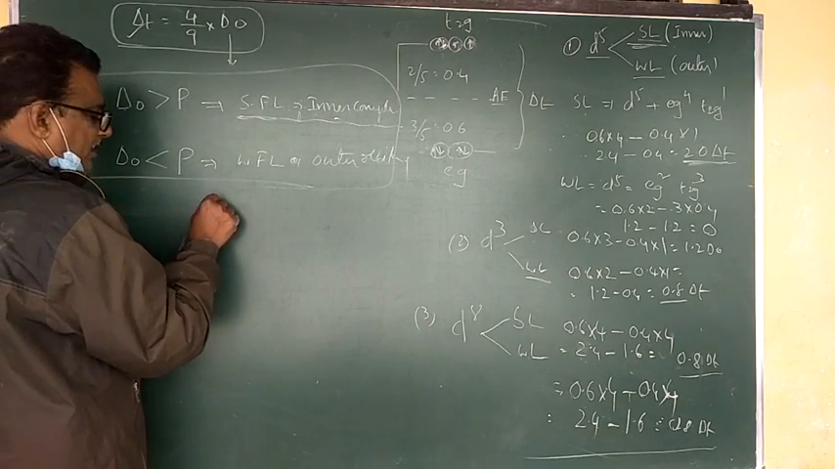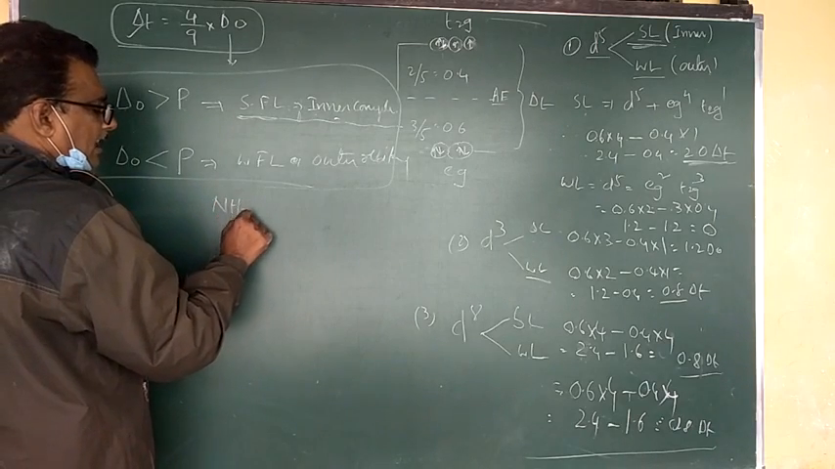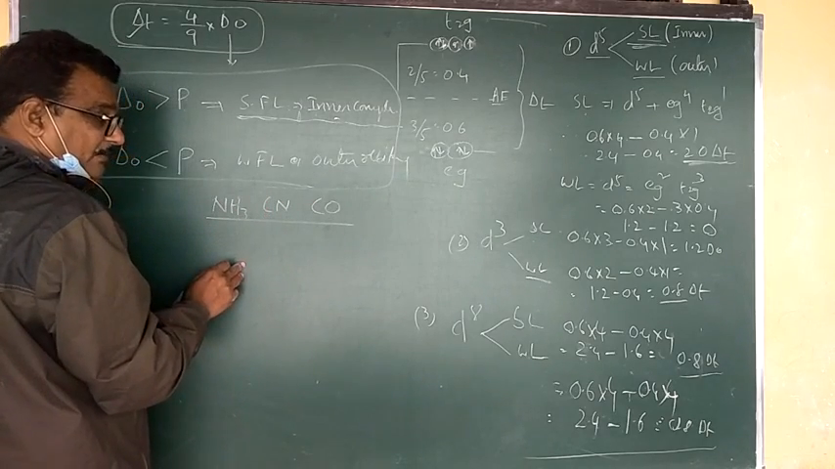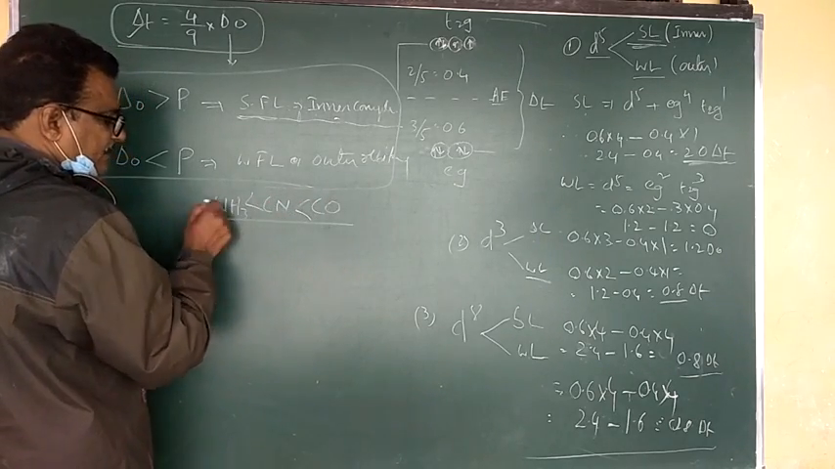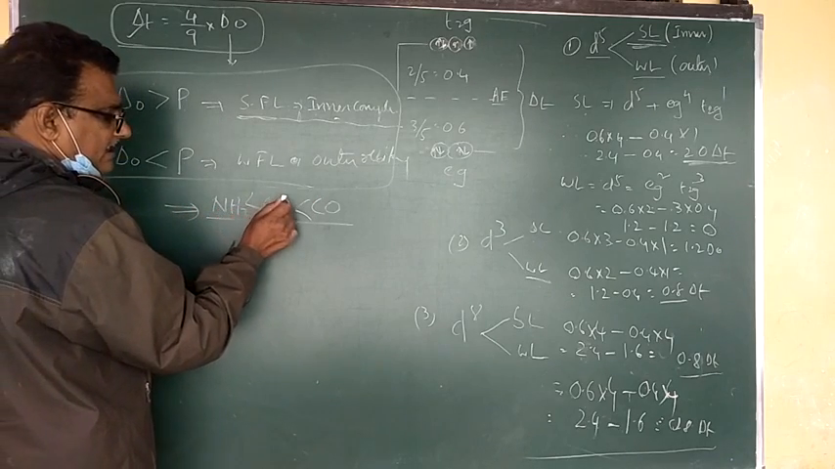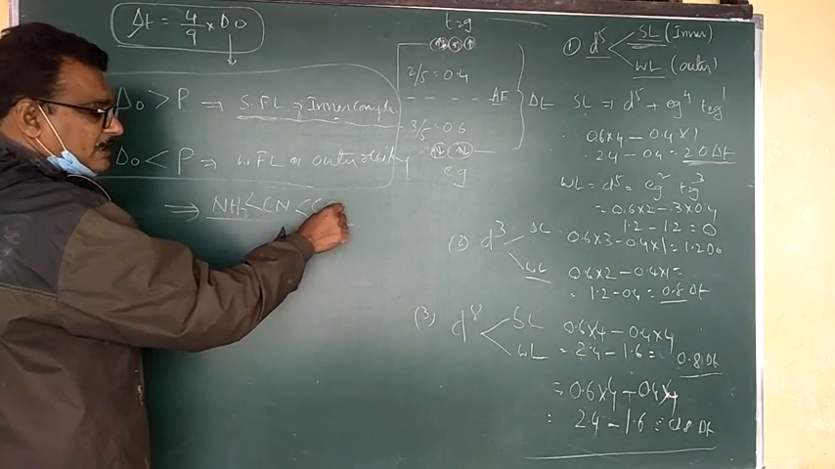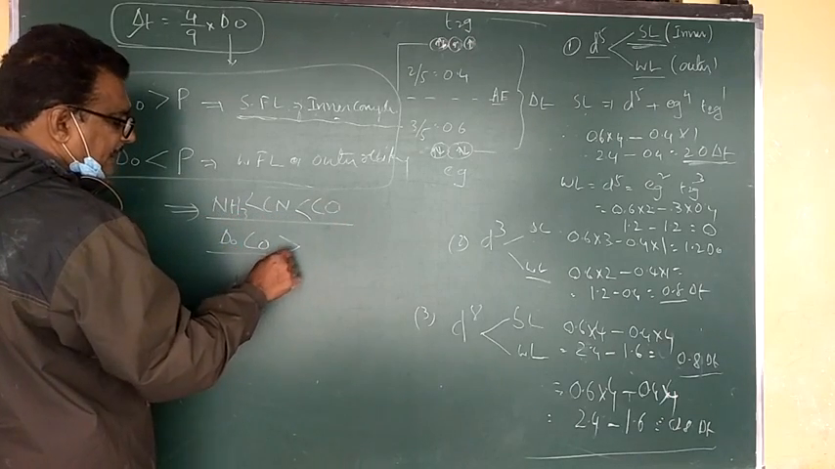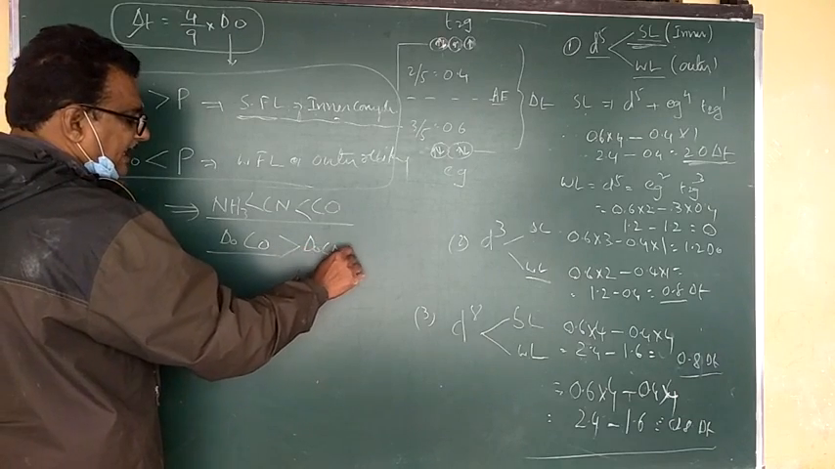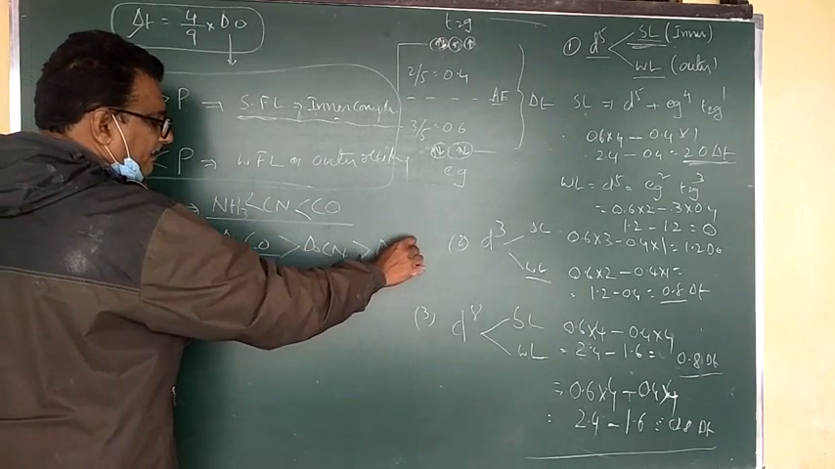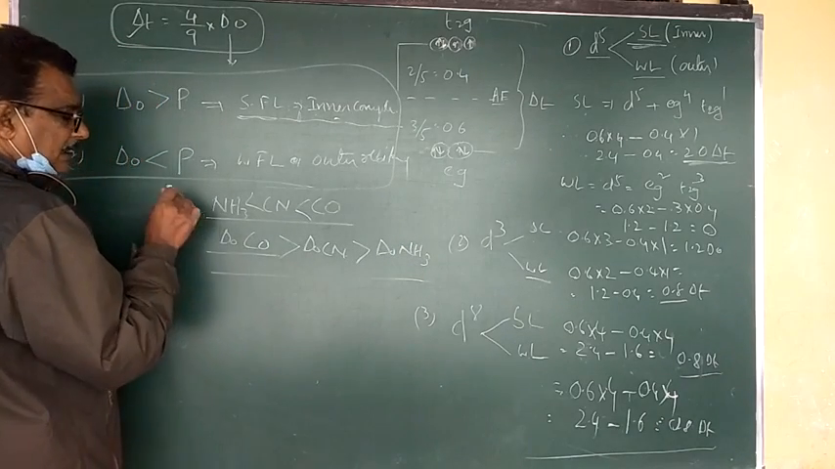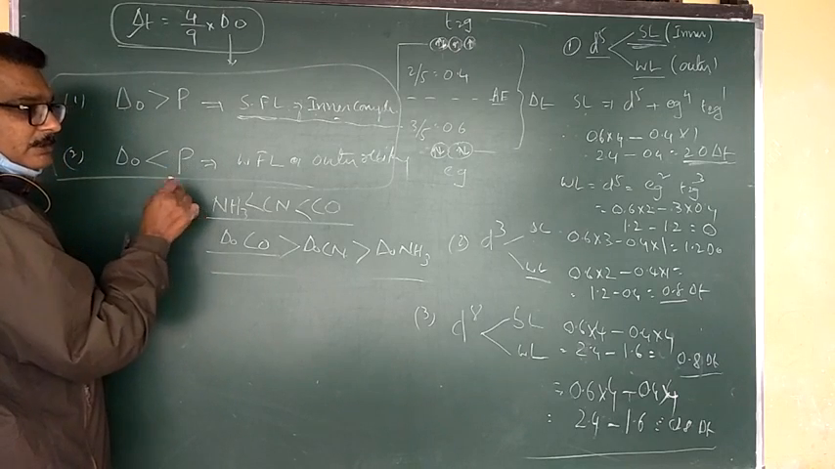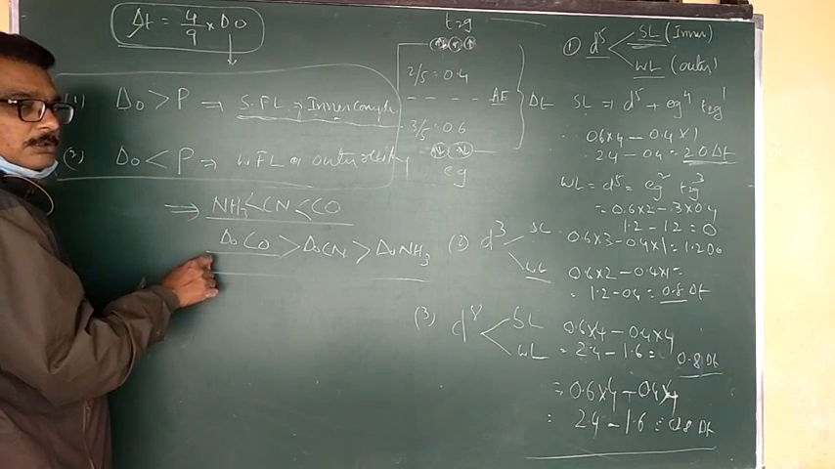For example, take ammonia, cyanide ion and carbon monoxide. Which one has the bigger delta 0 value? The order in the spectrochemical series is NH3, CN and CO. Therefore CO is a strong ligand, so delta 0 of carbon monoxide is greater than delta 0 of cyanide ion, which is greater than delta 0 of NH3. So the crystal field splitting energy depends upon the nature of the ligand. The stronger the ligand, the stronger the delta 0 value.